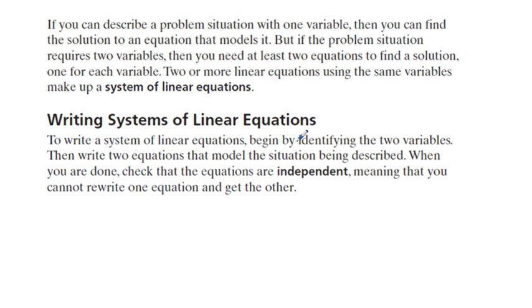To write a system of linear equations, begin by identifying the two variables. We'll call that step one. Then write two equations that model the situation being described. When you're done, check that the equations are independent, meaning you cannot rewrite one equation as the other. So we have two separate equations.